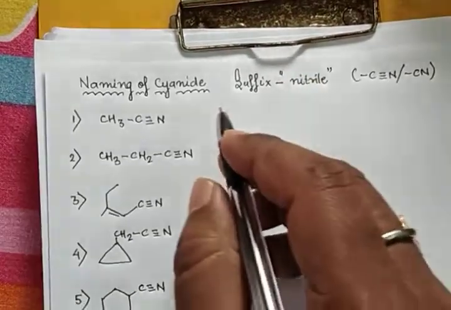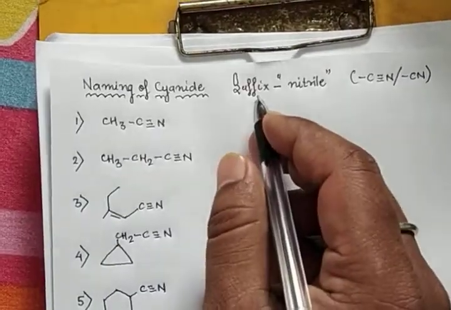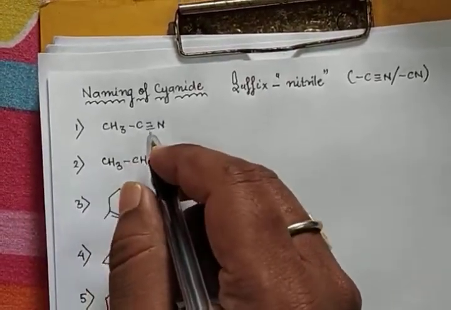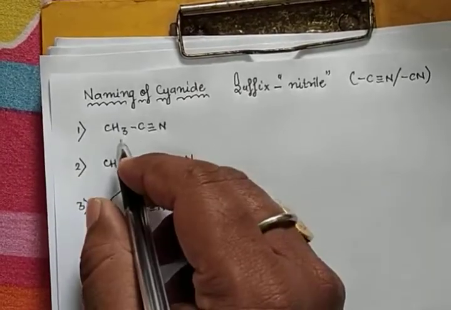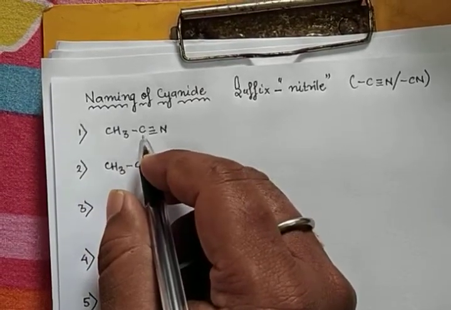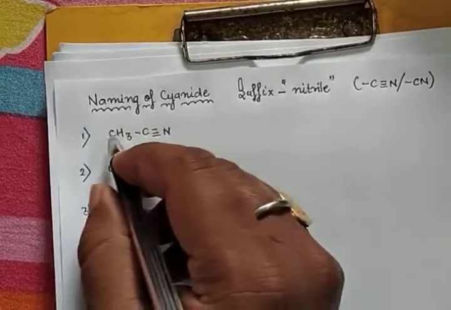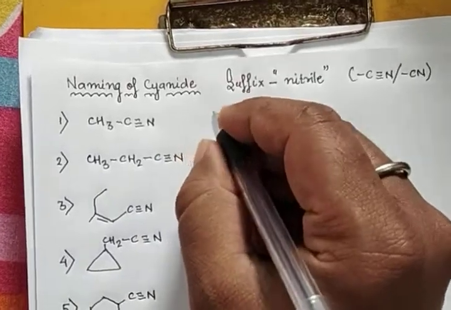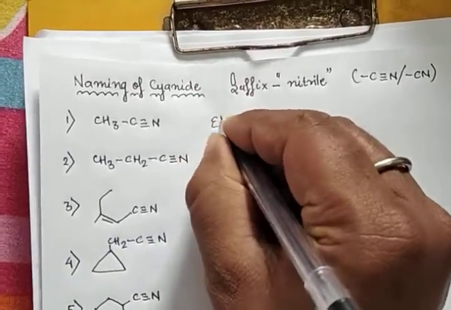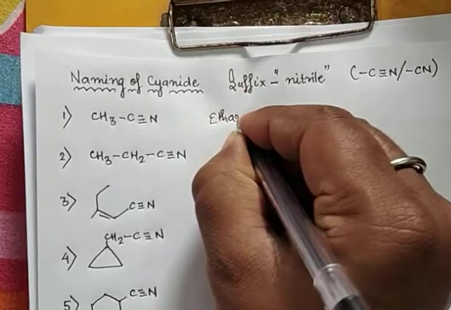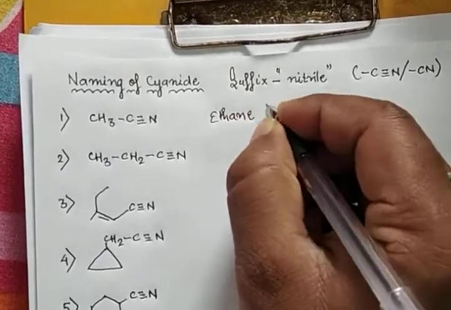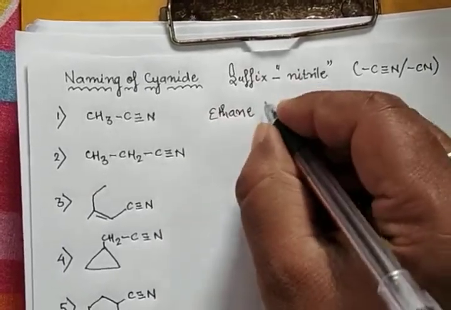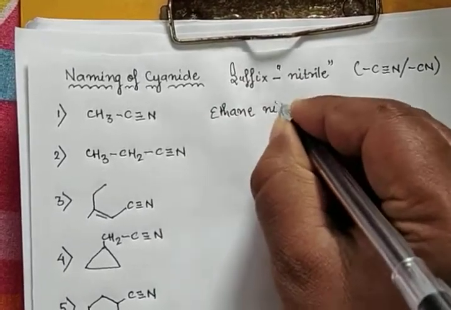Now suppose you have only one functional group, so we apply only the suffix, not the prefix. So here we discuss only the suffix. There are 2 carbons, so there is a functional group, 1, 2. 2 carbons means ethane, and the E is not replaced, because of ethane there is a nitrile.